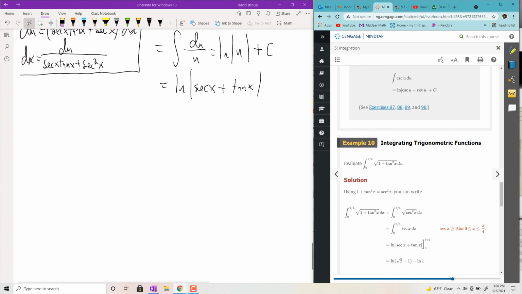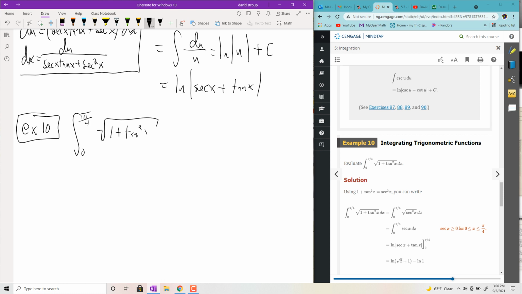Anyways, sure. Let's look at example 10. So we have the integral from 0 to pi over 4 of the square root of 1 plus tan squared x. I expect you to be familiar with trig identities, especially the Pythagorean identities. So sine squared plus cosine squared is equal to 1. If you divide everything by cosine squared, you get tan squared x plus 1 equals secant squared x. If you divide everything by sine squared, you get 1 plus cotan squared x equals cosecant squared x.